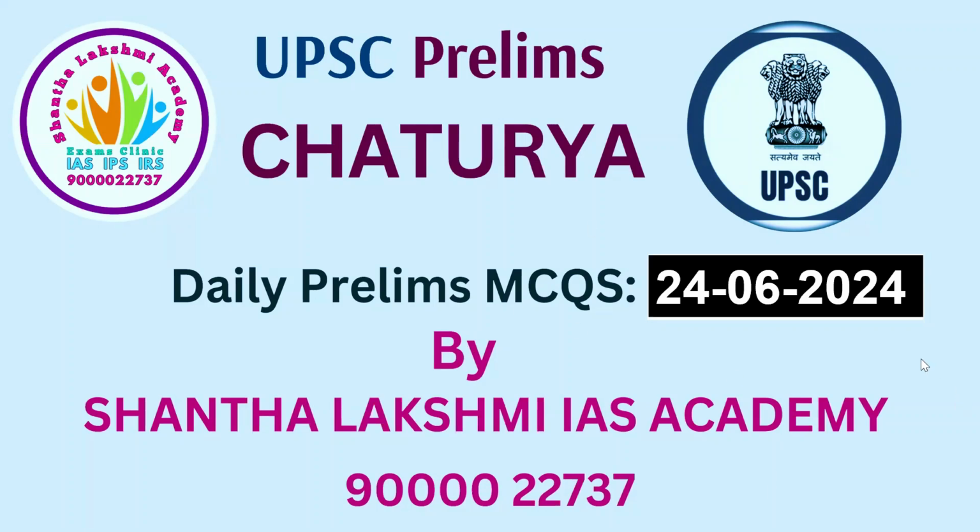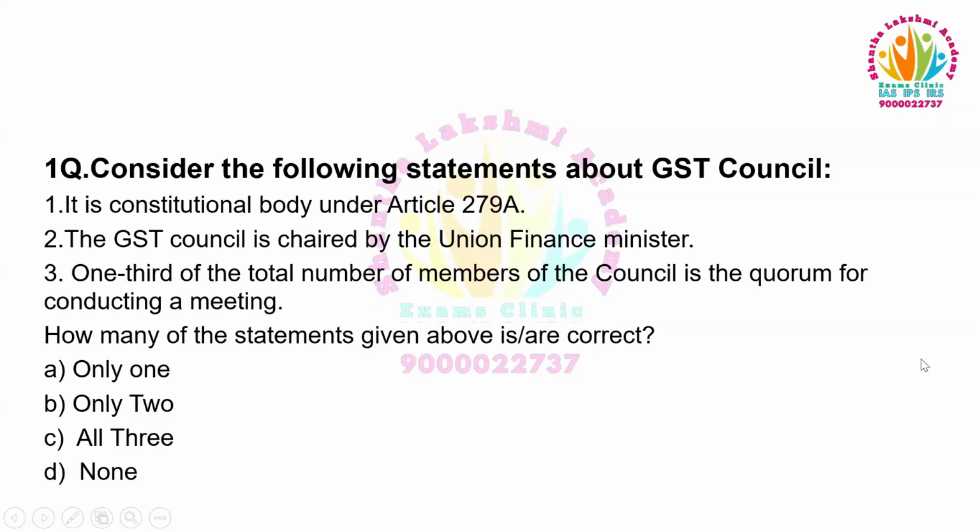Let's begin. The first question. Consider the following statements about GST Council. It is a constitutional body under Article 279A. The GST Council is chaired by the Union Finance Minister. 1/3 of the total number of members of the council is the quorum for conducting a meeting. How many of the statements given above are correct? Only one, only two, all three, none.